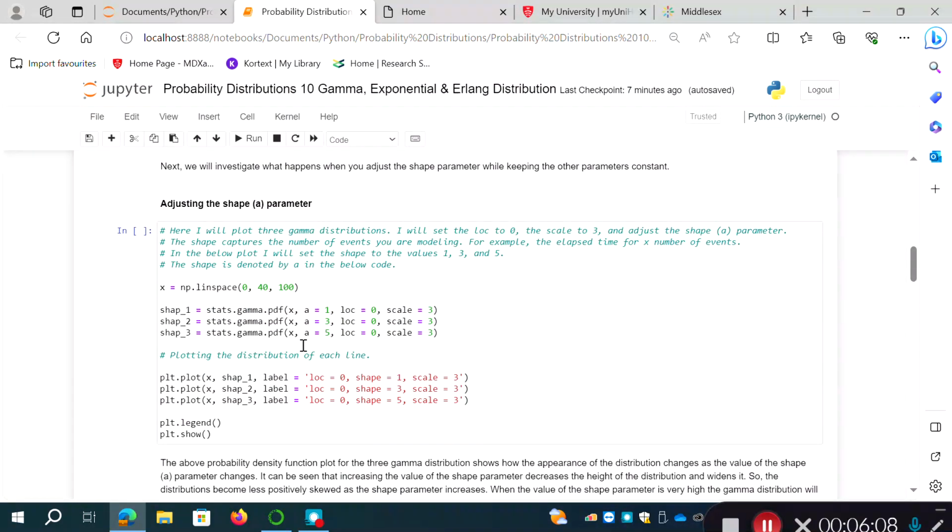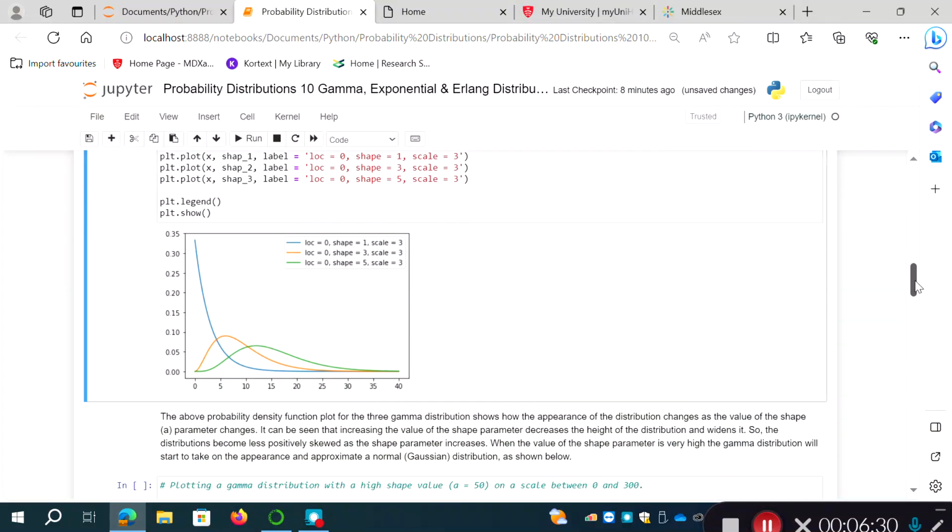So, for example, the elapsed time for X number of events to occur. And in this plot, what I'm going to do is set the shape to three different values. The first one's going to have a shape value of 1, the second 3, and the third 5. So, first one event, the second one's modeling 3 events, the third one's modeling 5 events. And I'm going to plot all three as we did above using matplotlib on the same figure.